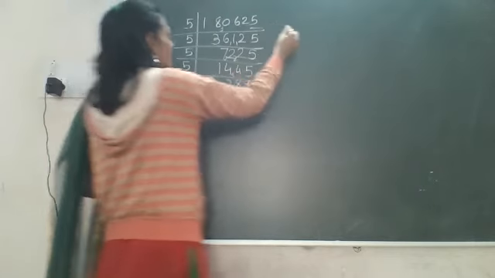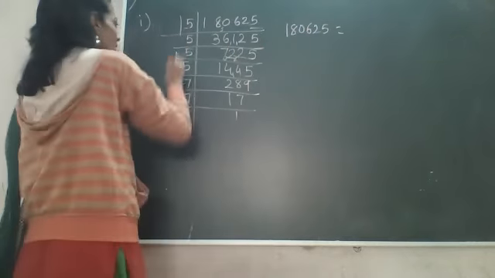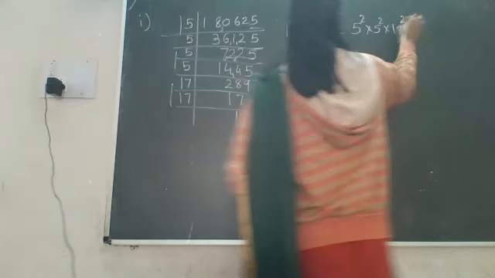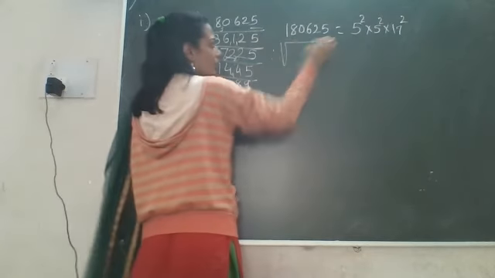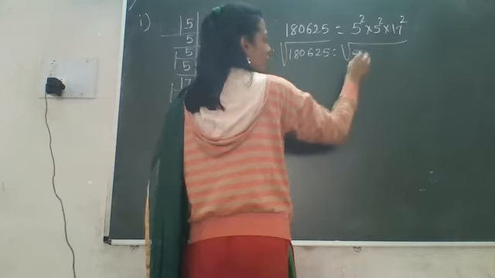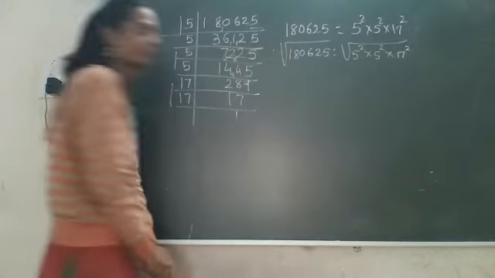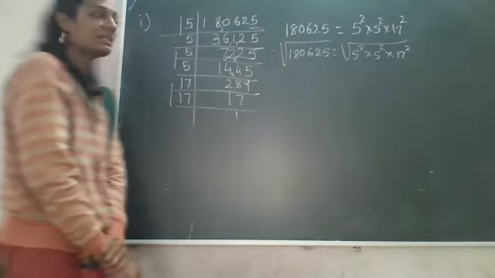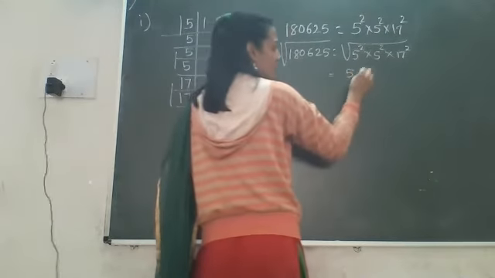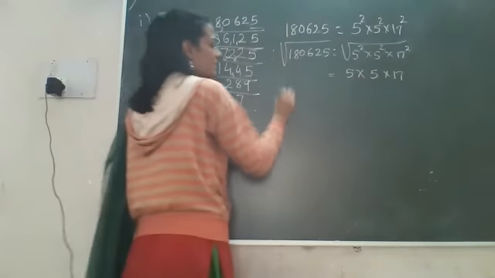So we can write that 1,18,625 is equal to 5 square, 5 square and 17 square. So we can say that the square root of 1,18,625 is equal to the square root of 5 square into 5 square into 17 square. Now the square and the square root will be cancelled out and the remaining is 5 into 5 into 17. Multiply and tell me the answer.